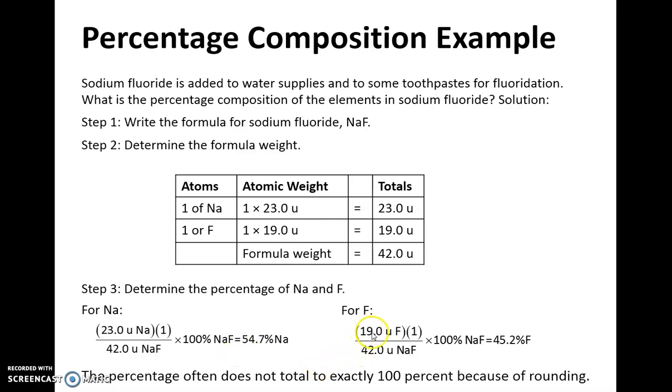Likewise, we have 19 AMUs of fluorine times 1, because there's only one atom there, and then divided by the total formula weight times 100, and we get 45.2% fluorine.